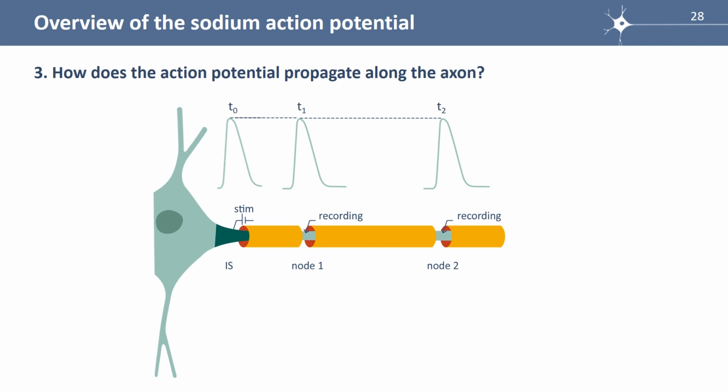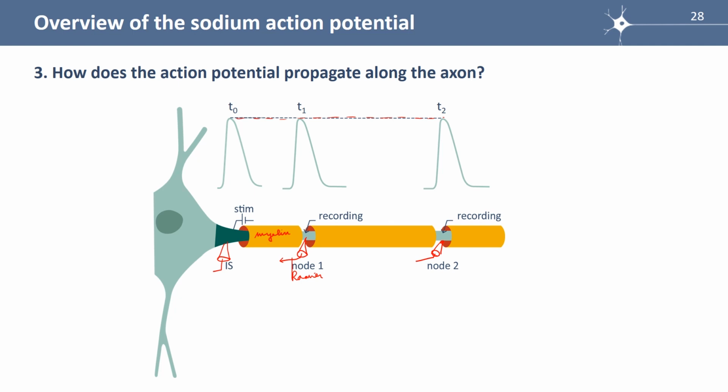If we record in the axon initial segment here at T0, we record at the first node of Ranvier here at T1, and we record at the second node of Ranvier here at T2, we record an action potential of the same amplitude, exactly the same amplitude. How come? It's because the action potential is regenerated at each node of Ranvier. Why? Mostly because here you have what we call a myelin sheath.